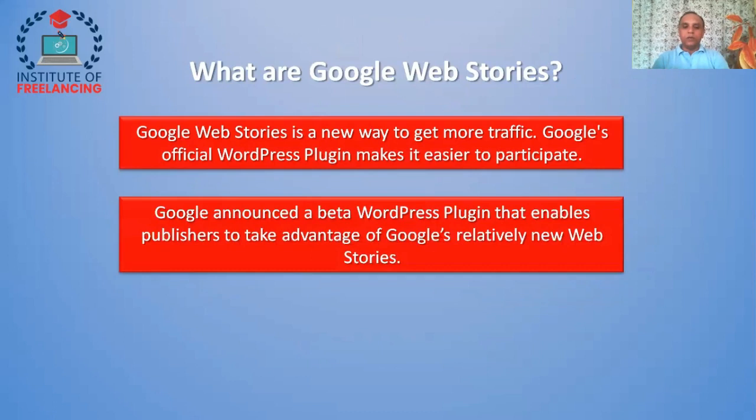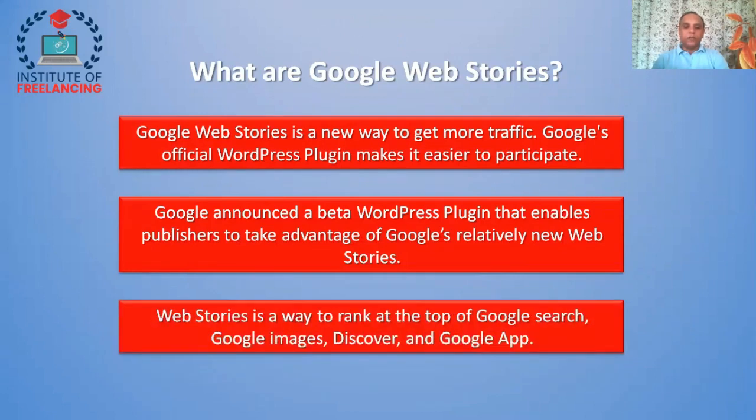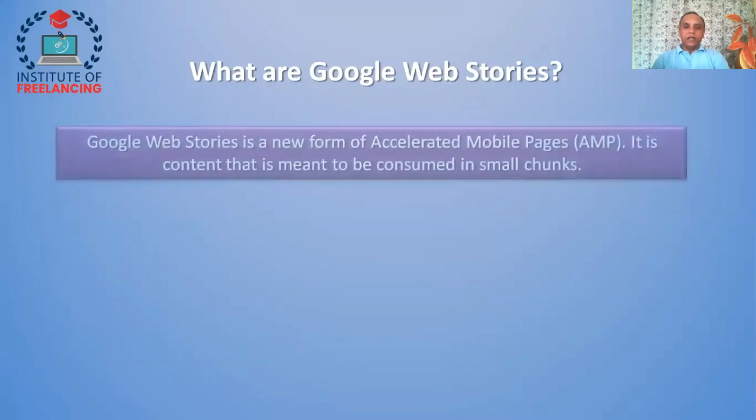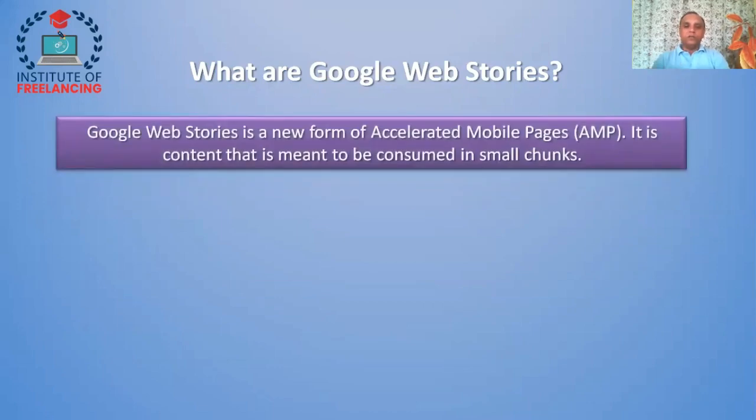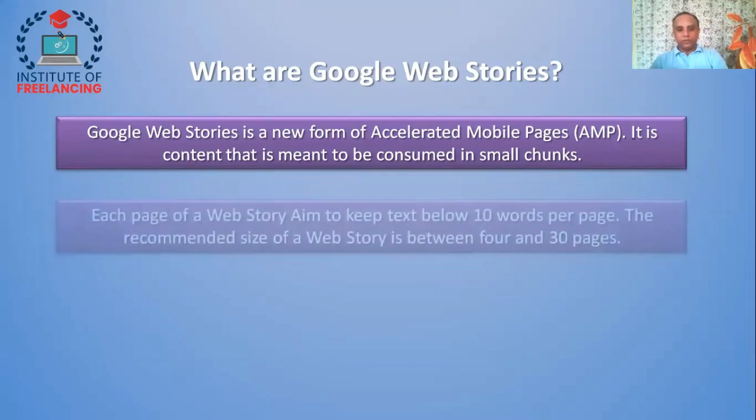So Google announced a beta WordPress plugin that enables publishers to take advantage of Google's relatively new web stories. Web stories are a way to rank at the top of Google Search, Google Images, Discover, and Google Apps. Let's go one step more into the details. Earlier, Google Web Stories were offering AMP, that is Accelerated Mobile Pages, and now Google Web Stories is the extended form of that. It is content that is meant to be consumed in small chunks.